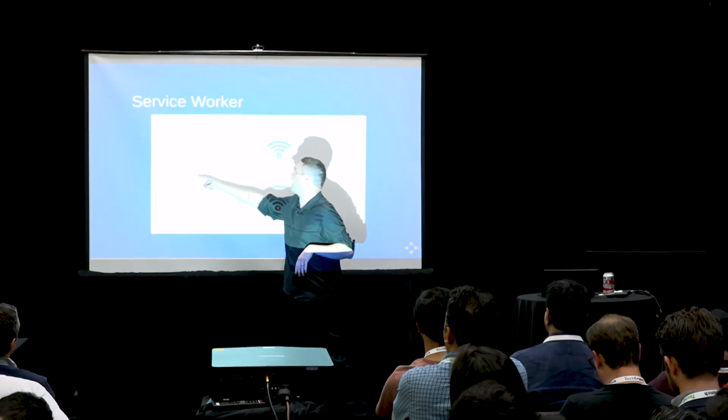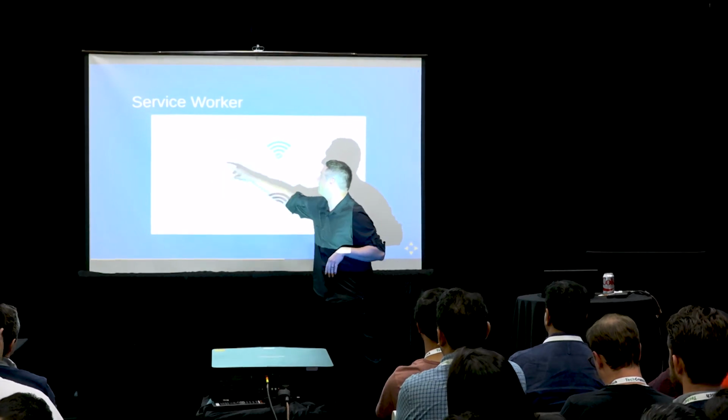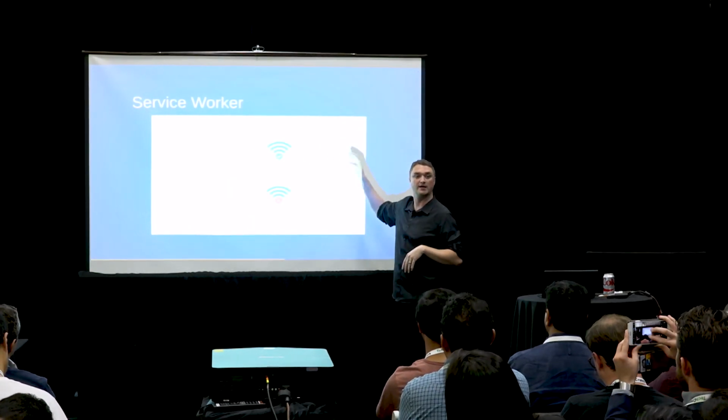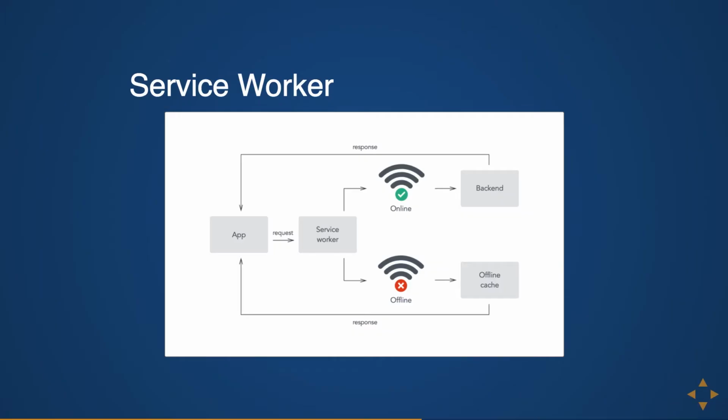I go, yo, I want some content. And then rather than going directly to my backend or an API or whatever, Service Worker gets a chance to intervene. And so Service Worker can say, yo, dog, you're online right now, so I'm going to let you do that. Or, no, dog, you're not online right now. I have some of that cache, though, so I can give you that content.